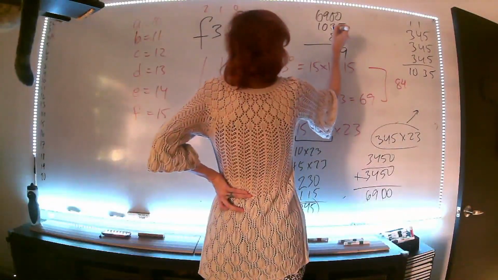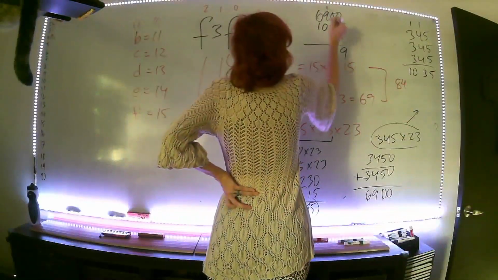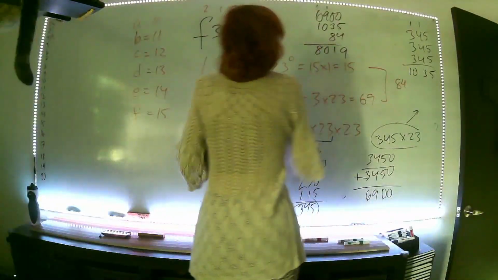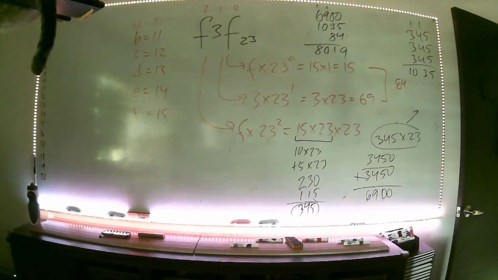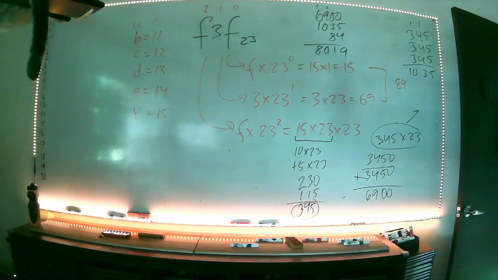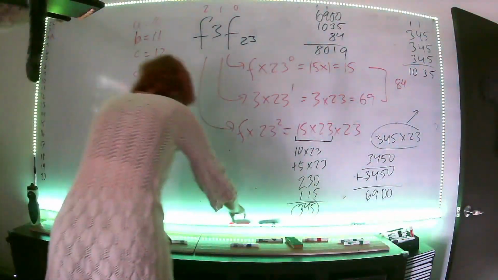So I have a 9 here. So it looks like 8019, which is exactly option B. Okay, 5 will be B.